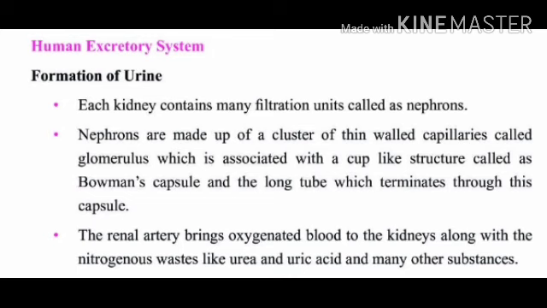Next, what are nephrons? Nephrons are made up of a cluster of thin walled capillaries called the glomerulus, which is associated with a cup-like structure called Bowman's capsule and a long tube which terminates through this capsule. The third point: the renal artery brings oxygenated blood to the kidney along with nitrogenous waste like urea and uric acid and many other substances. These are the three points you'll have to note down in your notebooks.